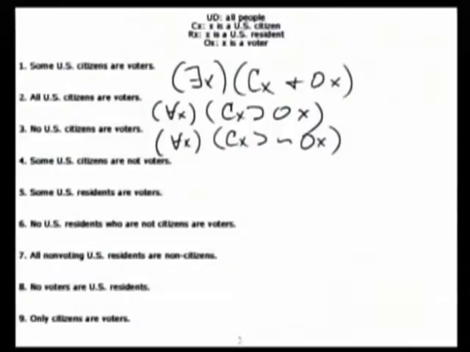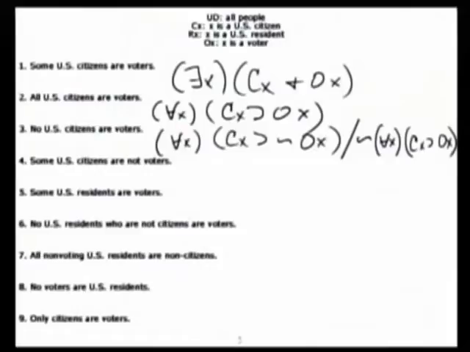Josh? I put not AX, CX implies OX. I said it's not the case that, universal quantifier, CX implies OX. This doesn't say the same thing, though. What this says is that there's at least one U.S. citizen who's not a voter. What we're trying to do is say no U.S. citizens are voters. You see that? It says it's not the case that all U.S. citizens are voters. That's what you got.